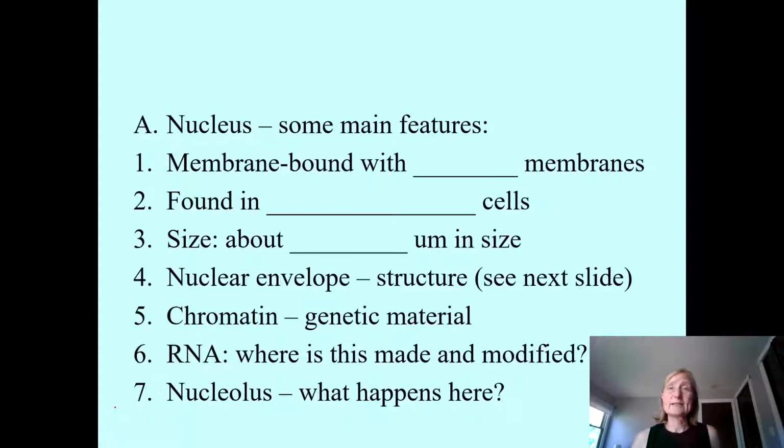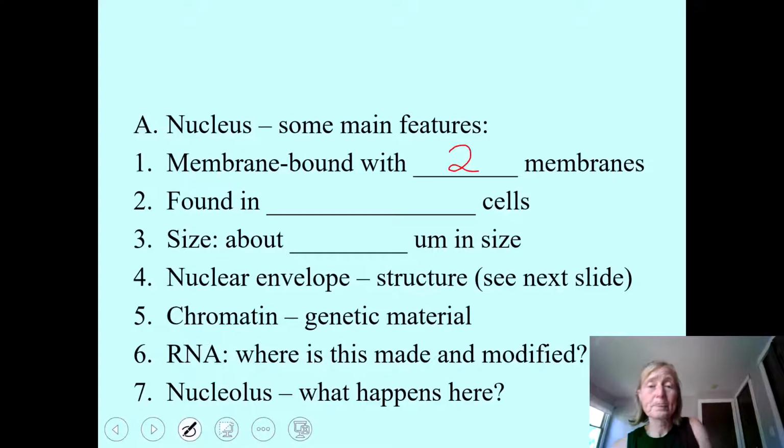Now, we're taking a look at cell structures that are found in eukaryotic cells, not prokaryotes. So eukaryotes have these membrane-bound organelles. An important one is the nucleus. The nucleus is a membrane-bound organelle, and it actually is made up of two membranes. So let's write that in there. What that means is it has a double membrane around the nucleus.